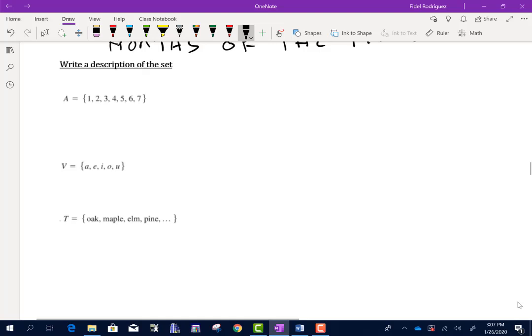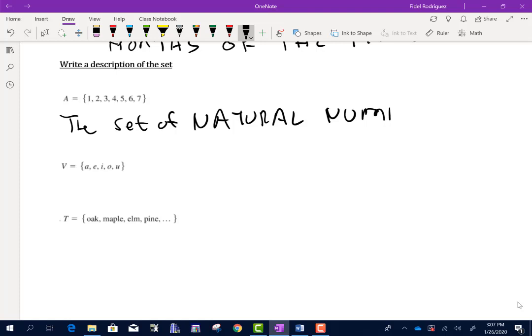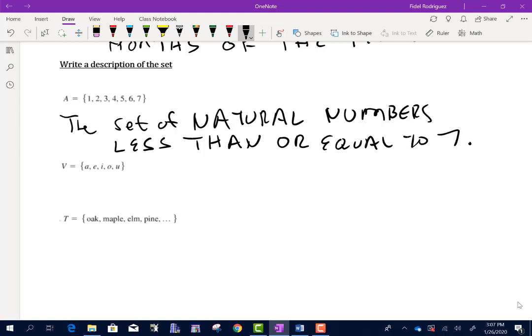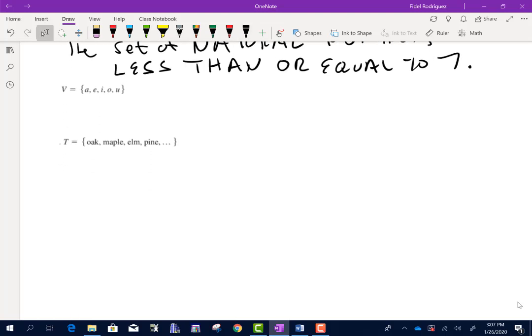Okay, so when I look at these, this one actually stops at 7, right? So we could say this is the set of natural numbers less than or equal to 7, because 7 is the biggest one that's in that set. Okay. All right. So look at the next one, V.